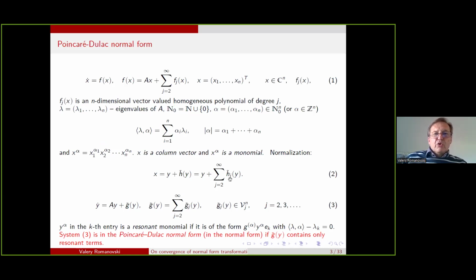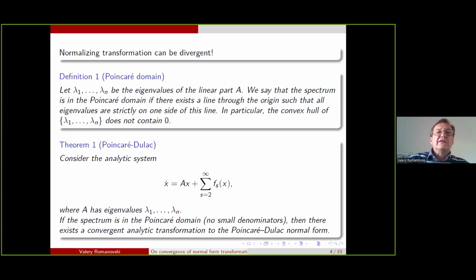But so we can look for this transformation, which transforms our system into form 2, which transforms our system to form 3. And you see this is a series, but this series is not necessarily convergent. So a normalizing transformation can be divergent. Here we have a definition.